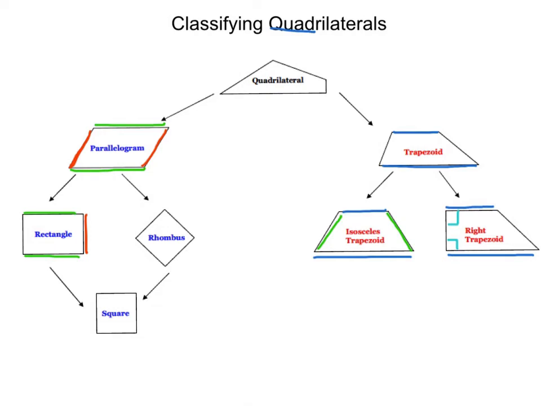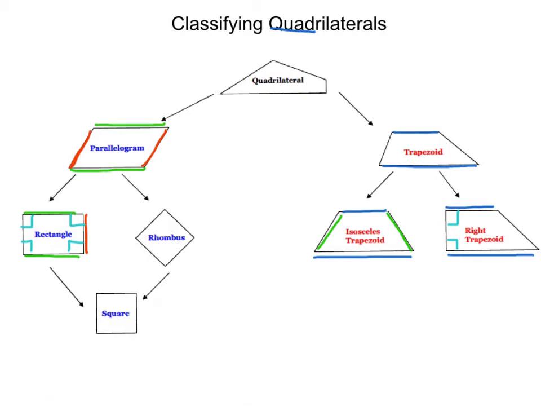The difference with a rectangle and a normal parallelogram is that a rectangle has four 90-degree angles as well as the parallel sides. So that's how we tell the difference between a parallelogram and a rectangle, is we just make that one extra clarification.